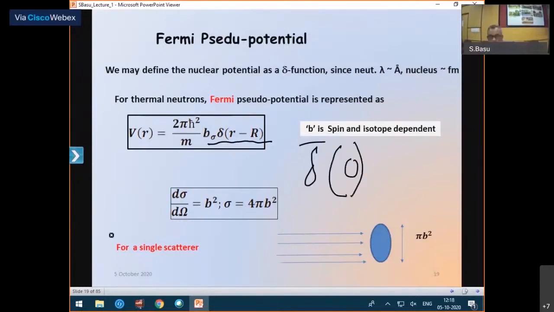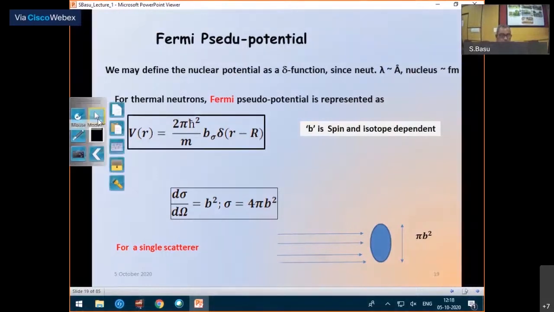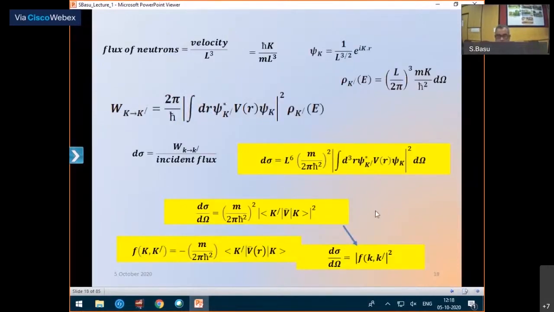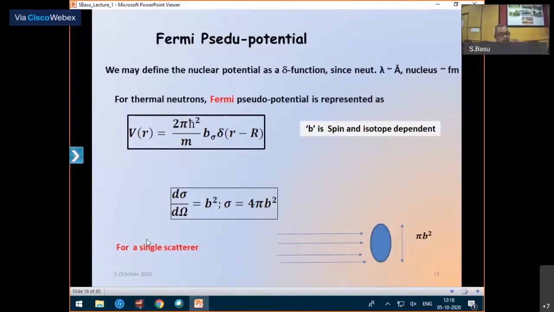Now, if I put it as delta 0, if I take only one nucleus which is sitting at the origin, and put it in the expression for d sigma d omega, which is this expression, then what I get is this. Of course I have put a constant term, 2 pi h square by m, simply to get rid of the m by 2 pi h square. I get d sigma by d omega as b square, or sigma is equal to 4 pi b square.